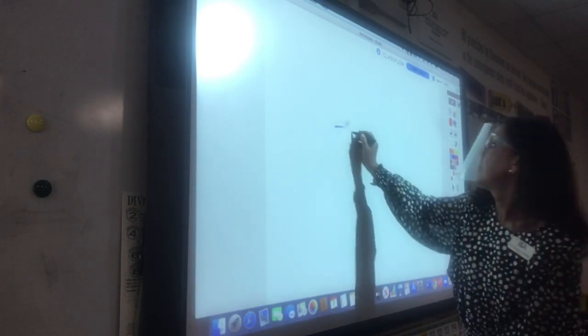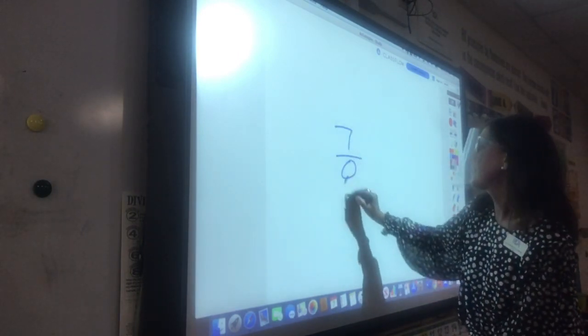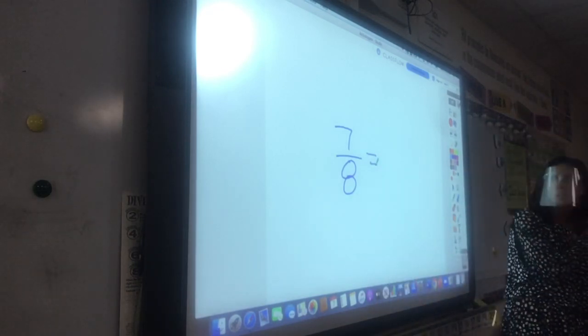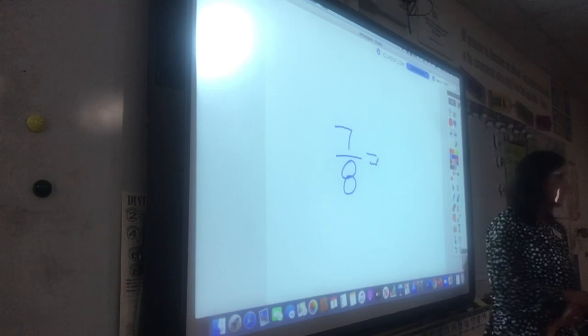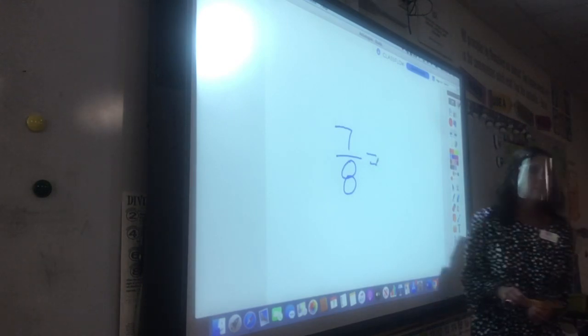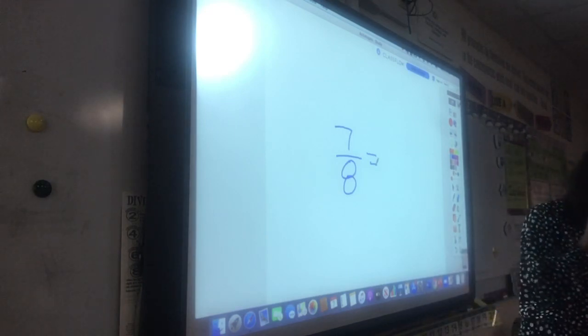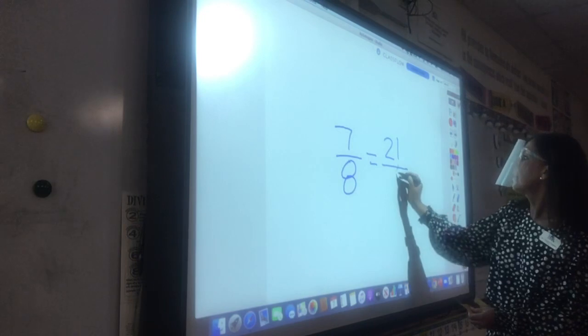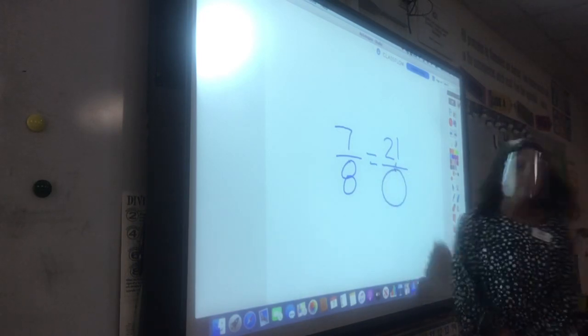Yes. Okay, so I want you to put 7/8 equals. So we're gonna have two equivalent fractions, but there's gonna be one piece missing, and you're gonna figure out the missing piece, okay? So we're gonna have 7/8 equals 21 over blank.